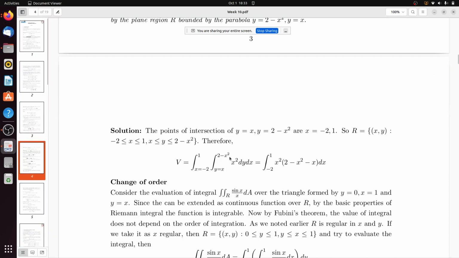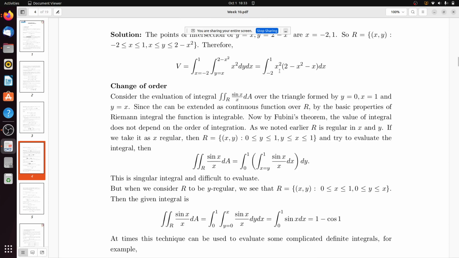Now see, y varies from x to 2 minus x square. You have to integrate x square dy, and that integration will give you x square into y. Taking x square common, if you put the limit y equal to x, it will be x square into (2 minus x square minus x) dx. It is just a Riemann integration, a definite integration of a function of a single variable. I think you can easily handle this part.